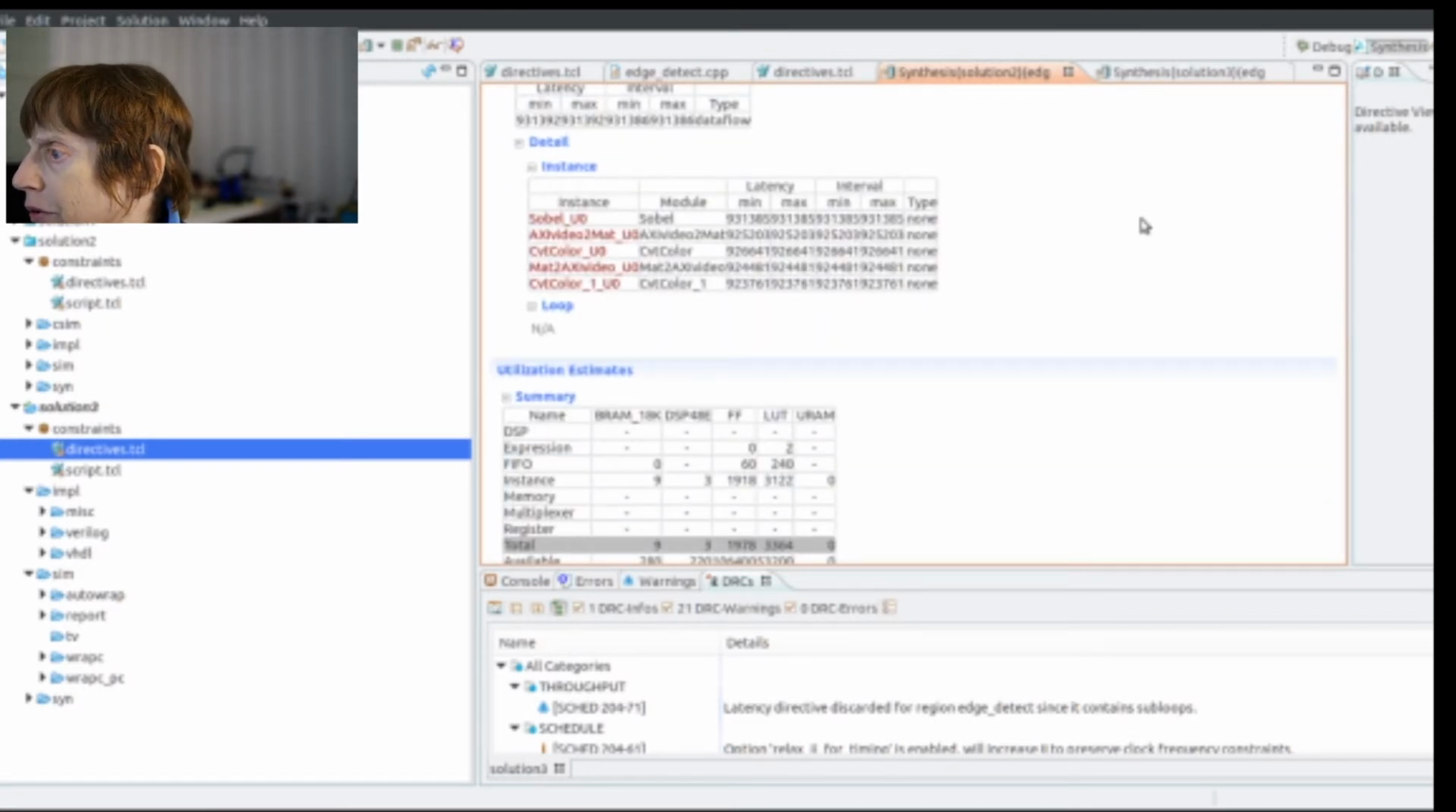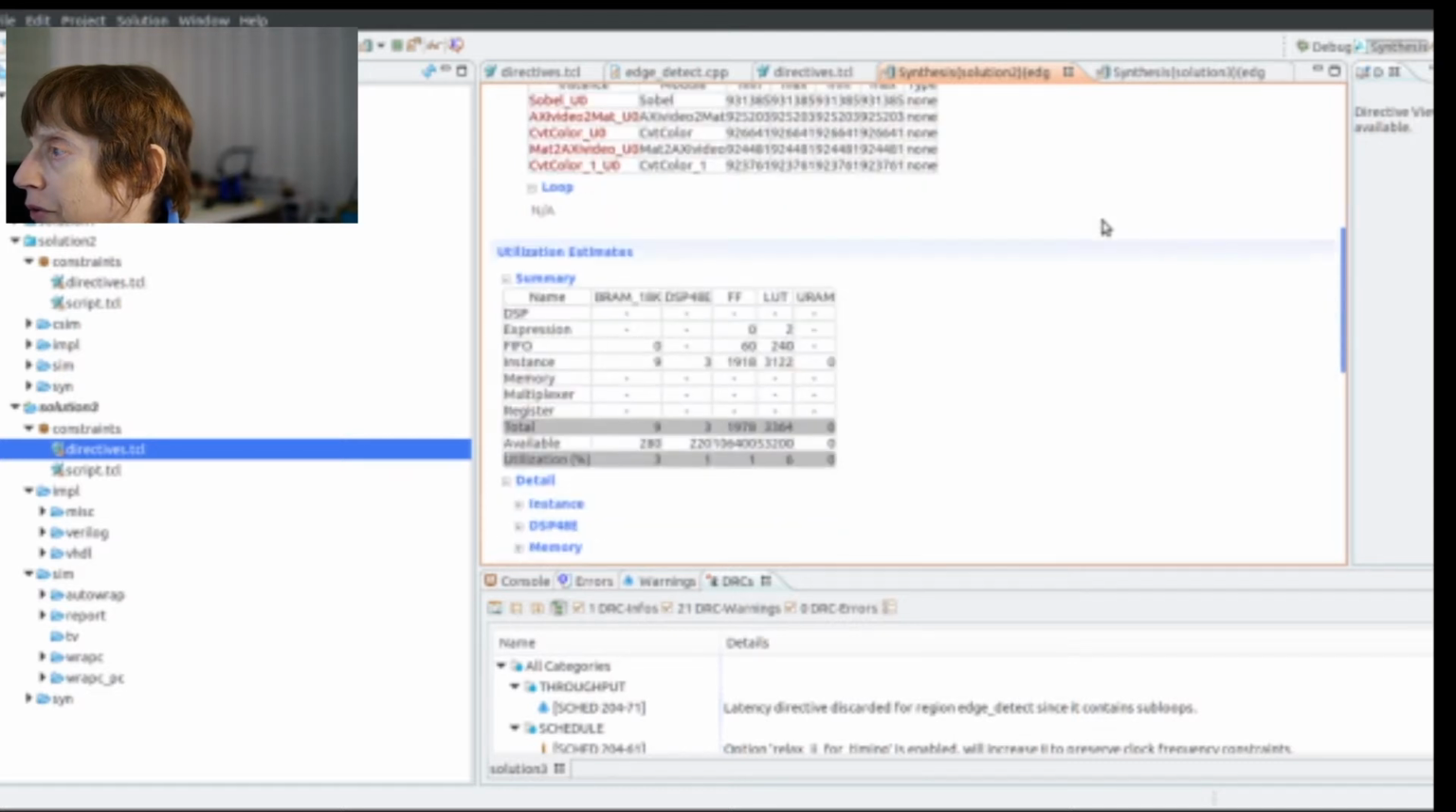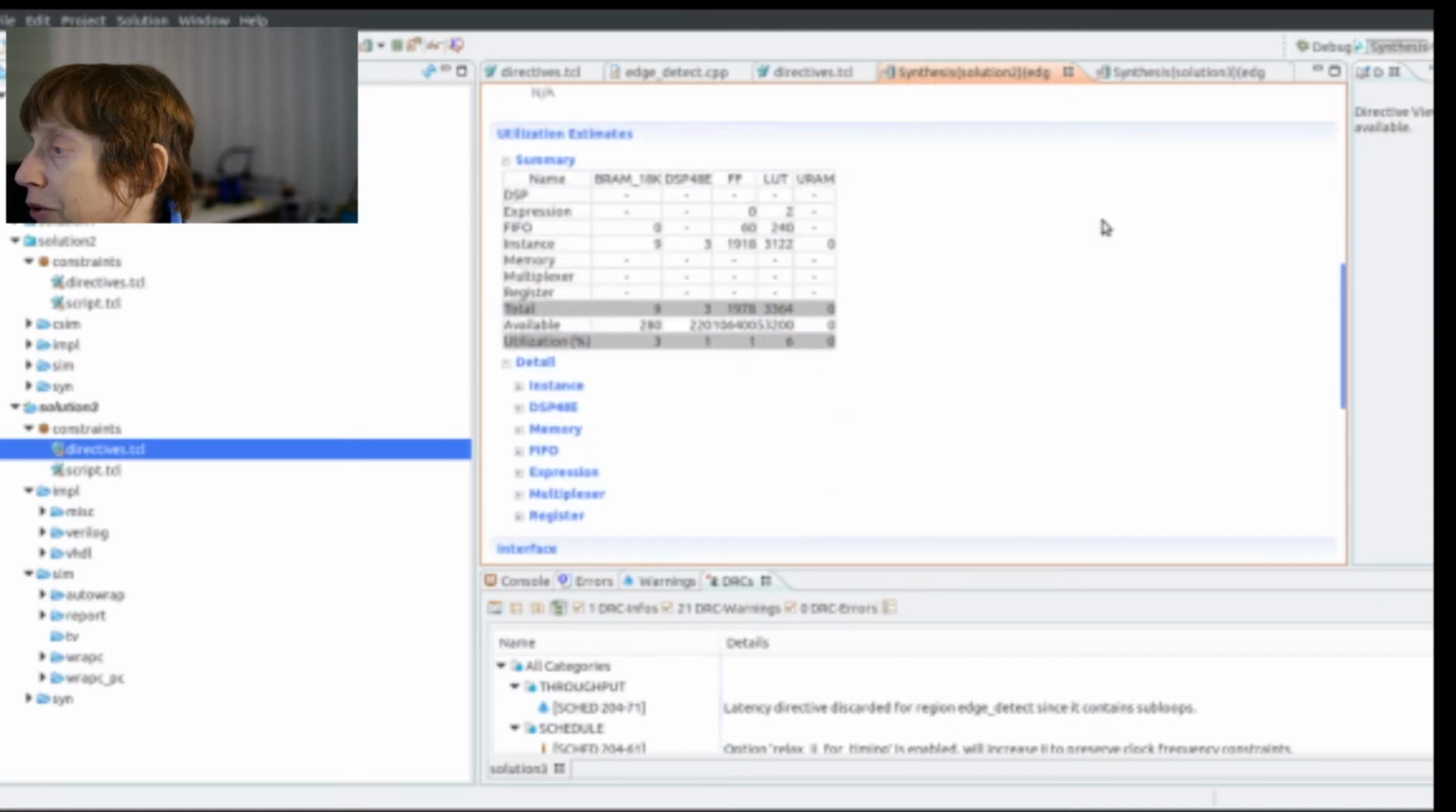Now this is your utilization, and it doesn't use a whole lot. It uses some LUTs, some flip-flops, I assume, some of their computational modules, a little bit of BRAM. So this is the solution with the data flow.